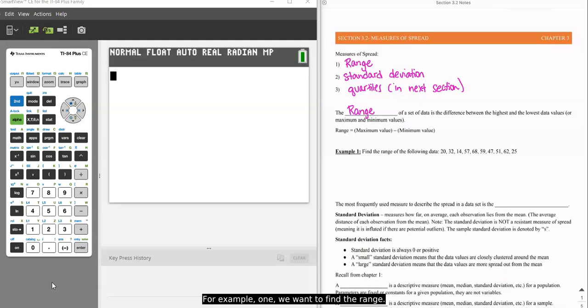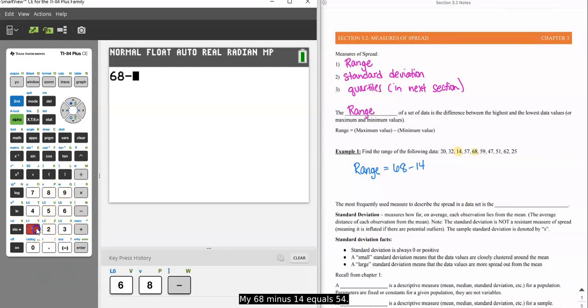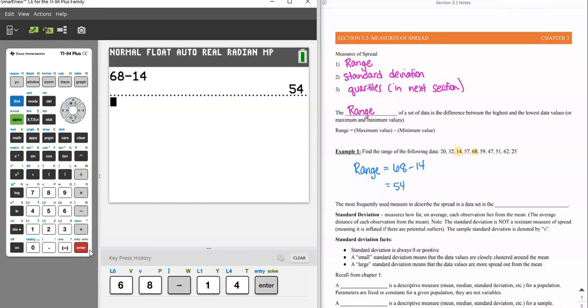So for example 1, we want to find the range. So we want to look and try to find what the lowest value is. And it looks like it's 14. Let's try that. So 14, and then what the highest value is, right? So I'm going to say it looks like it's 68. So those are my highest and lowest. So my range would be the 68 minus the 14, or 54. So range would be 54 in this case.